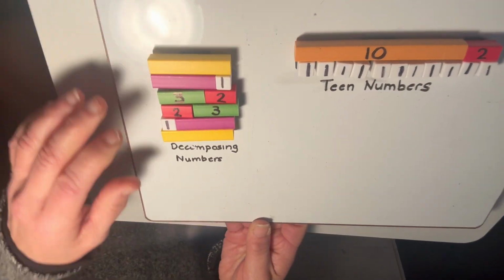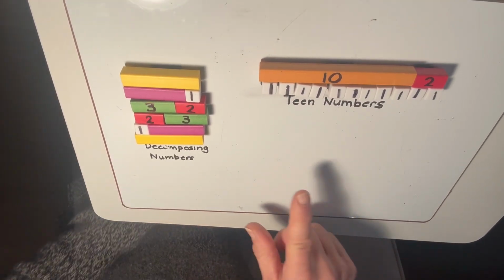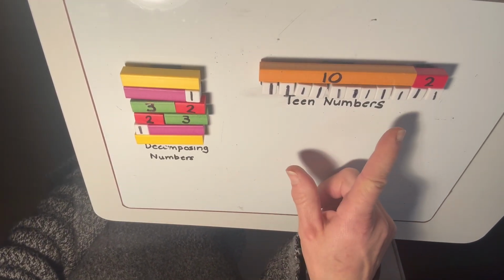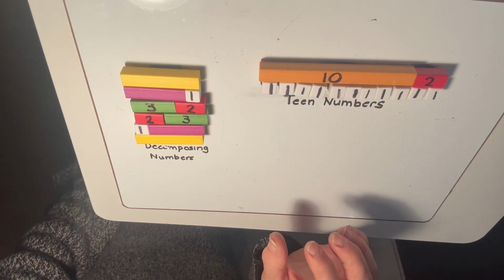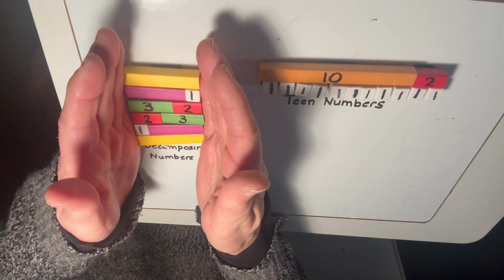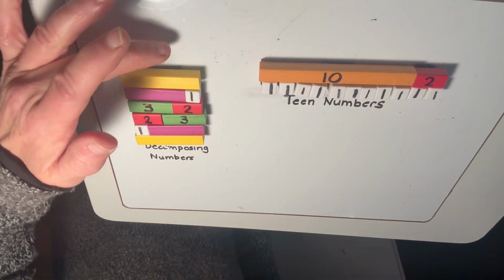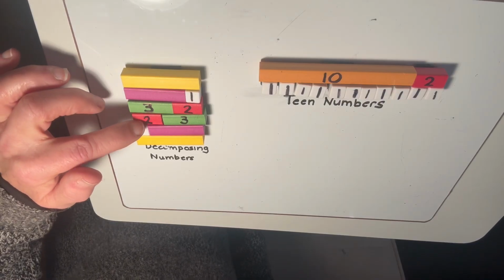I think that they really show teen numbers really well, because I think some of our students really struggle with teen numbers, and using your Cuisenaire rods can be a very visual way to see teen numbers in the beginning. And then here's another decomposition of 5, and then they can see the commutative property really well here.